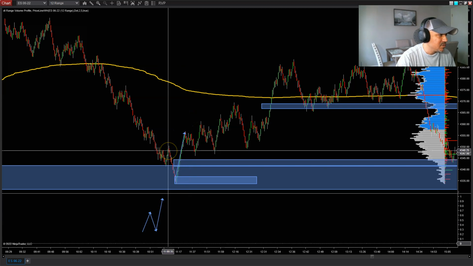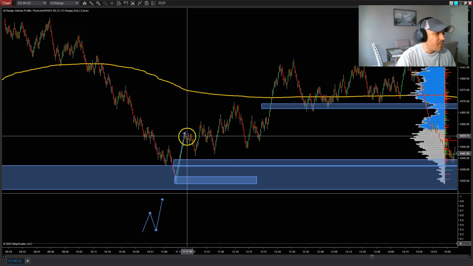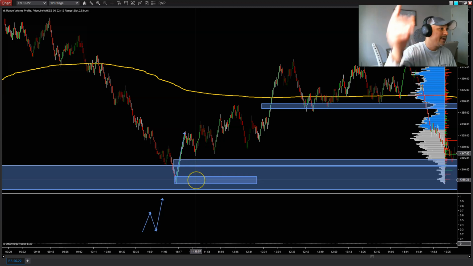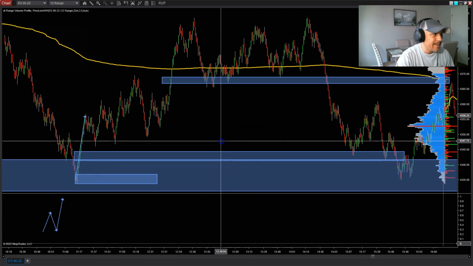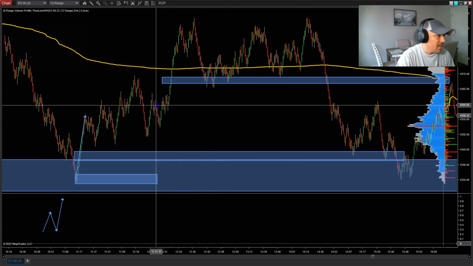Takes out structure to the left as well, okay? Now we look for price to pull back to the area of demand. We got an area of demand on the 12 range chart. Does it happen anytime within that day? It does not, okay? I'm just giving you an example because there were probably many more opportunities throughout that session.